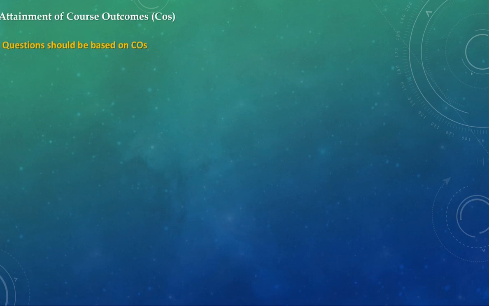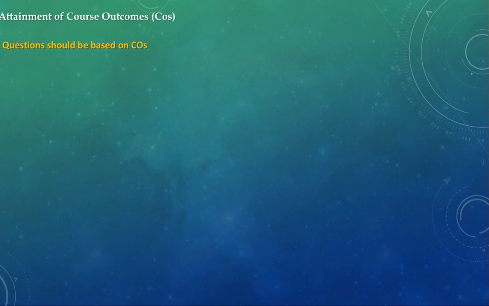So attainment of course outcomes has some prerequisites. First of all, the questions should be based on the COs. I am talking about the internal examinations, because the external examination, or the end semester examination, for some states is conducted centrally, either by a university or by the concerned council or board. Therefore, for an institute governed centrally by any board or university, course outcome attainment should be limited to the internal examinations.